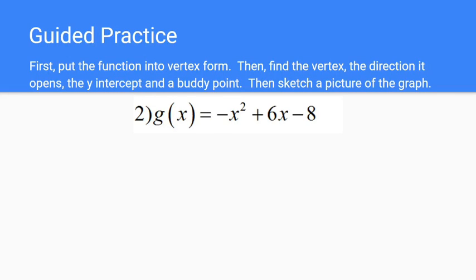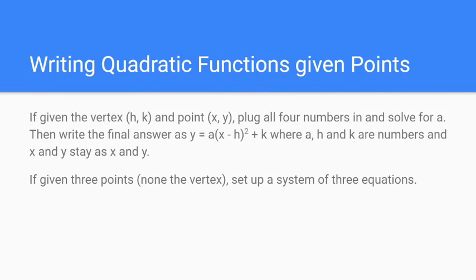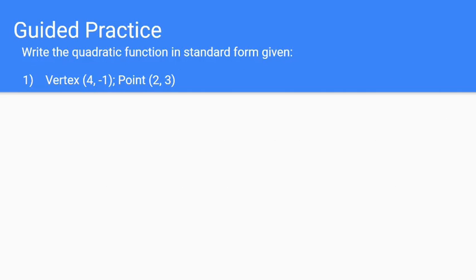Okay. Oops, wrong slide. Okay, now let's say we're given points and we have to write a quadratic. The best way to go about it is to use vertex form. So if you're given the vertex, you're going to plug that in for h and k, and then you have to be given another point, which you could plug in for x and y, and that'll help you solve for a, the leading coefficient. Alright, if you're given 3 points, then you could set up a system of equations, which we'll learn later on. So let's try it.